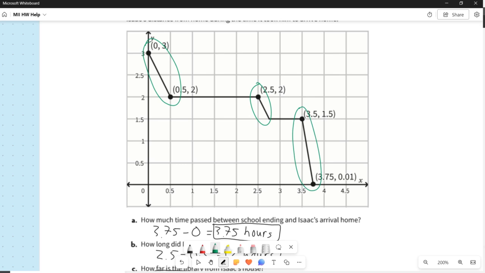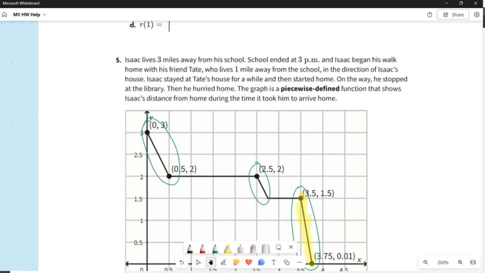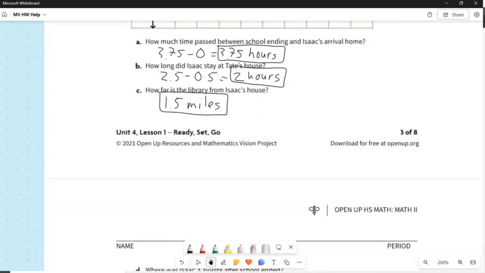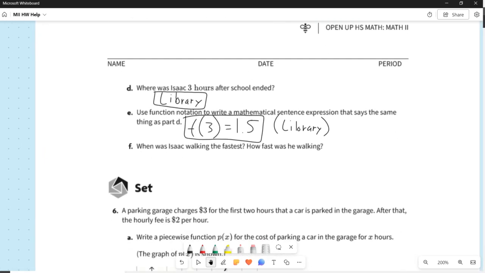And just by visually looking at these three sections here, the final section looks the steepest, right? And it is the steepest. Also, the description, if you notice this, he hurried home, right? So it's almost clueing us into the fact that that's the time when he's walking the fastest. So when was Isaac walking the fastest? He was walking the fastest at the end of his walk.